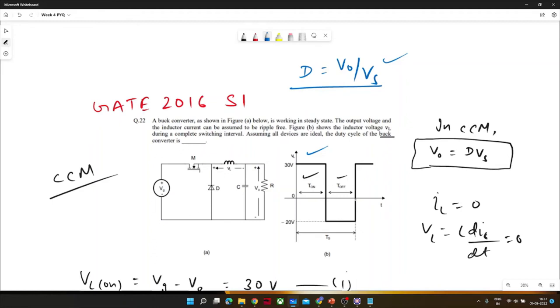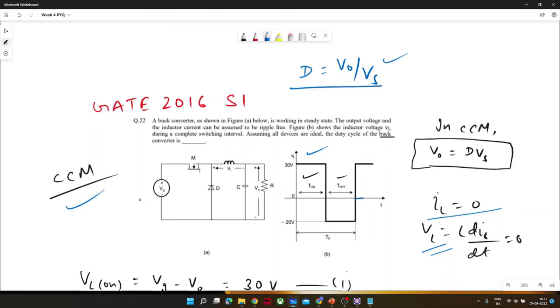From this waveform we can see that the inductor voltage is continuous, so it is not becoming zero for any period. That is the first indication it would be CCM. If we get any indication, then we should apply the formula V naught is equal to dVs. And VL is not equal to zero means IL, the inductor current, would not become zero at any instant in steady state. So now we know that it is continuous conduction mode.